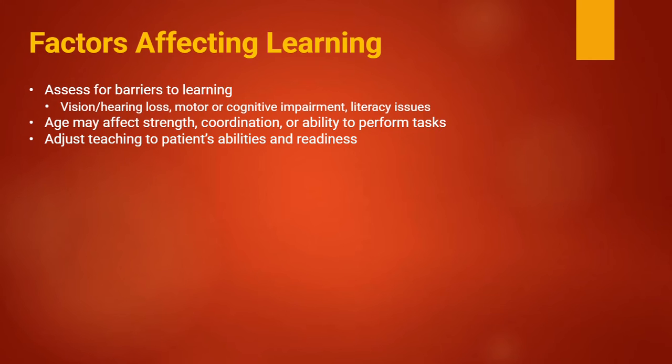Cognitive impairment, from conditions such as dementia, stroke, or medication effects, can limit memory, comprehension, and problem-solving ability. In these cases, keep teaching sessions short, repeat information often, and involve family members or caregivers. Age can also influence learning. Older adults may have slower processing speed, limited dexterity, or decreased endurance. For instance, an elderly patient may need more time to practice insulin injection or wound care. Adjust the pace, simplify steps, and provide frequent reinforcement.